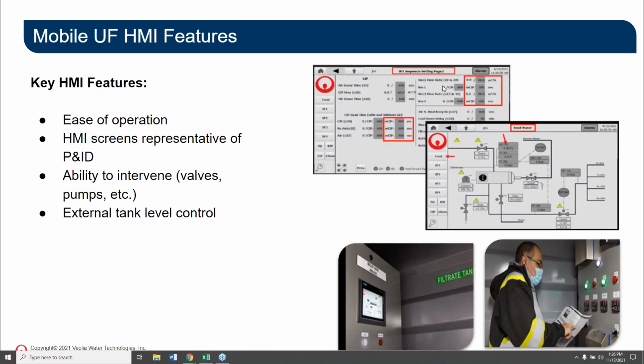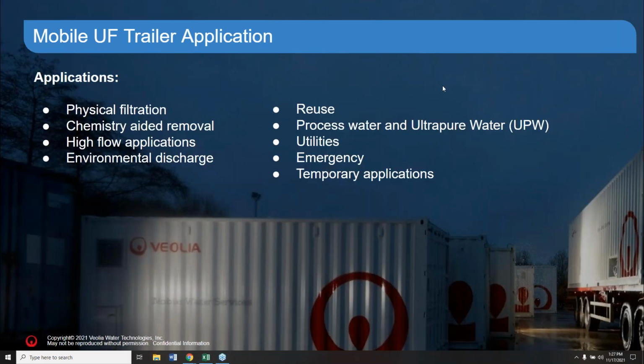So HMI features. The main feature is that it's easy to operate, it's visible, and it has the ability to display and adjust detailed parameters and display trends of key parameters. The screens basically follow a sequence of the P&IDs for ease of navigation. The operator has the ability to open and close a valve or start and stop a pump locally when required to intervene. And it also has the ability to control external filtrate tank levels by automatically changing the UF filtrate flow in cases where variable demand is required from the downstream client's existing system.